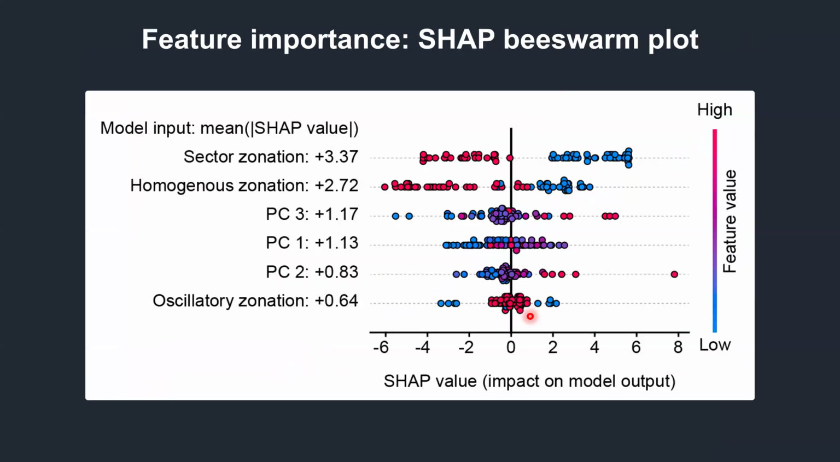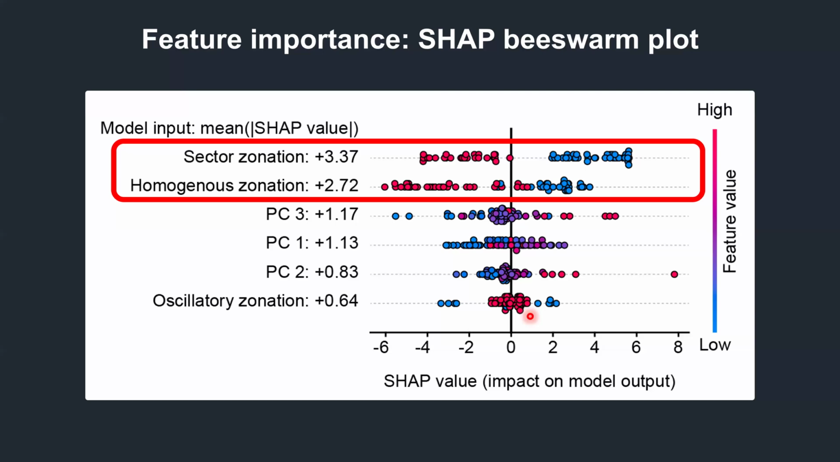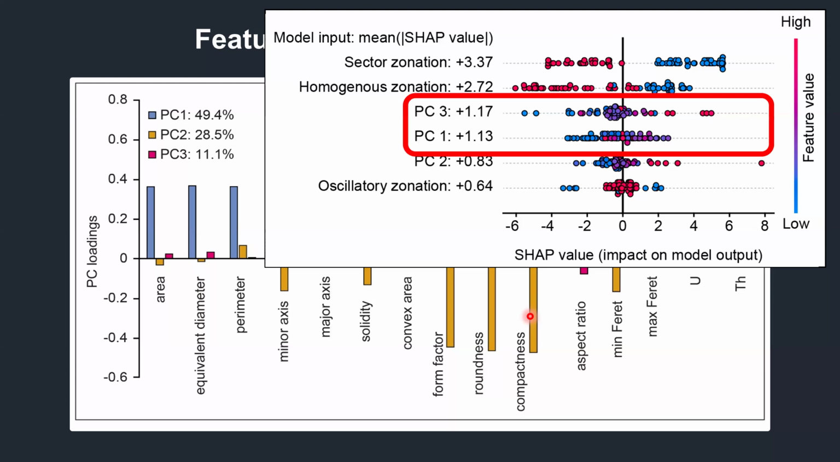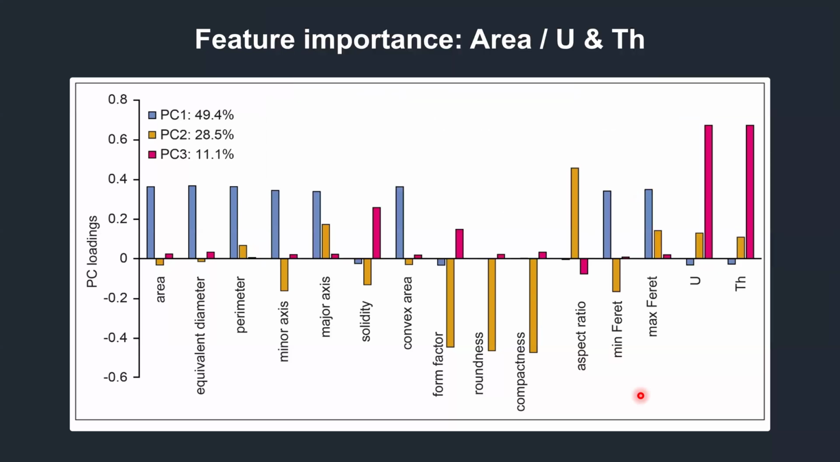Using SHAP, we had a look at what was important for these estimates, and we see the presence of sector and homogeneous zonation. When we consider the presence or absence of CL textures in the data set, these textures are most prevalent in the lower silica. So this might be helping our model indicate that portion of our data set. The next most important features were what are called principal components 3 and 1. Now, we didn't throw all our shape parameters in directly. We ran them through principal component analysis. Principal component 1 is largely informed by shape parameters that comprise the zircon. Principal component 2 is largely.